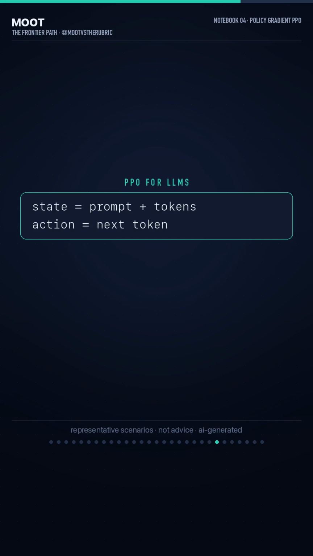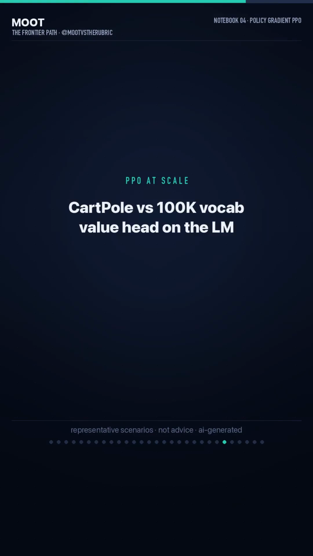Clipping matters even more here, because the action space is huge and tiny shifts in token probabilities can swing the output, so stability is everything. This is precisely why OpenAI used PPO, not TRPO, for instruct and chat. The production notes draw the gap between this notebook and a frontier lab.